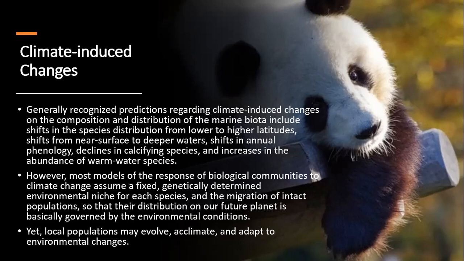There are models that suggest that the response of biological communities to climate change assumes a fixed or genetically determined environmental niche for each species, and I'll explain that shortly. And the migration of intact populations, so basically their distribution on our future planet, is governed by the environmental conditions. So what it is saying is that the response of communities and ecosystems to climate change assumes a fixed or genetically determined environmental niche for each organism. So basically it is wherever an organism can survive based on their species type.